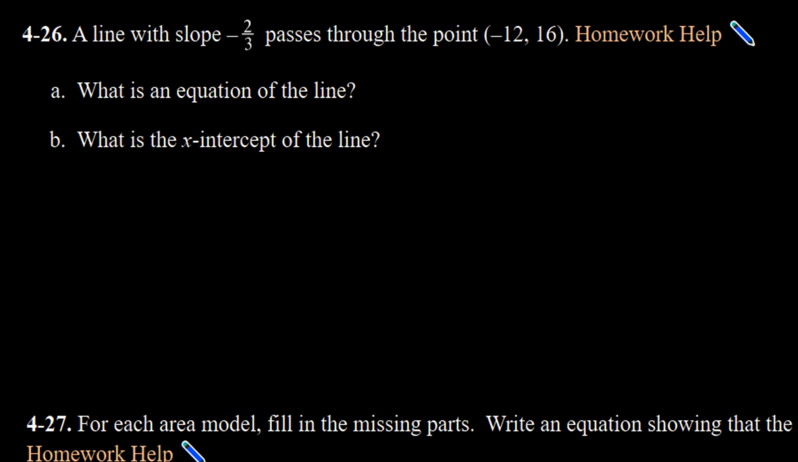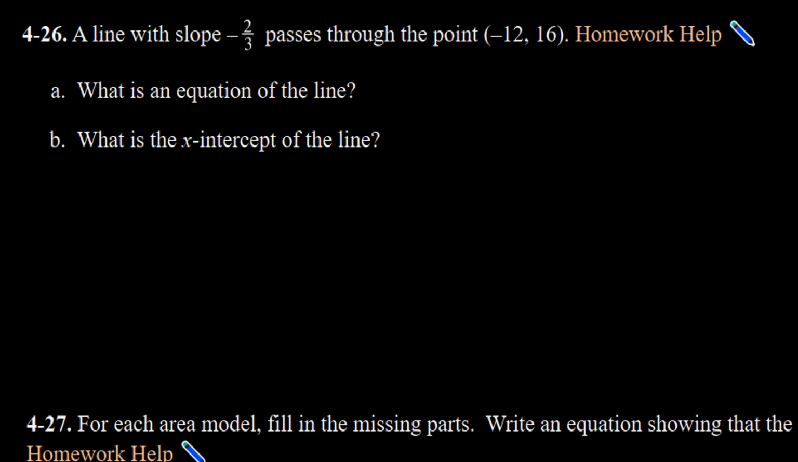Let's see. A line with a slope of -2/3 passes through the point (-12, 16). What is the equation of this line? What is the x-intercept of this line? Well, that's interesting. The x-intercept, that's going to be a bit of thinking, huh? But let's come up with the equation. I'm not going to use the point slope form for this.